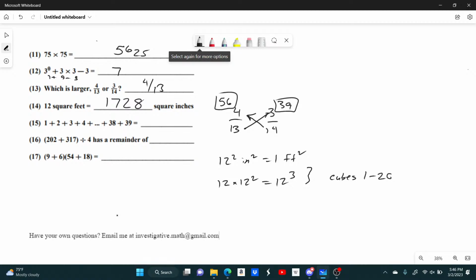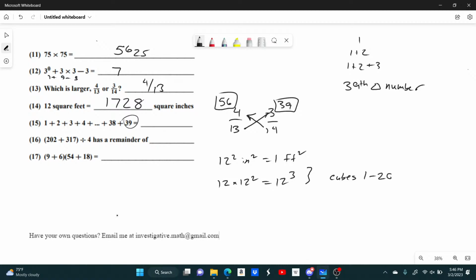Okay, 15. You can see this is just a sequence where the next term is always going to be one more. The kind of numbers that fit this kind of sequence are called triangular numbers. The first triangular number is just 1. The second triangular number is 1 plus 2. The third triangular number is 1 plus 2 plus 3. And you can see right here, since we end in 39, this is going to be the 39th triangular number.